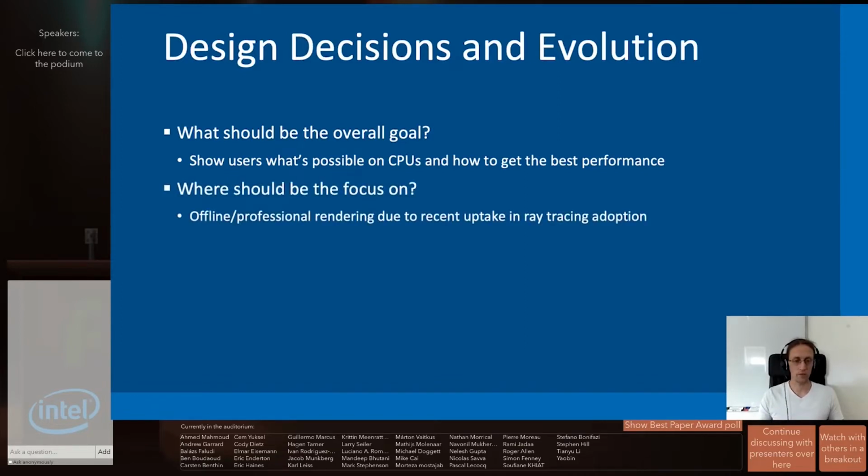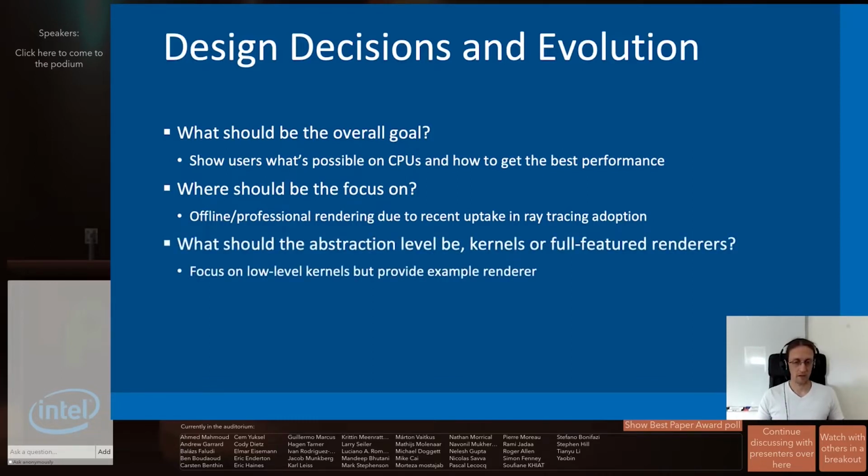So where should the focus be for Embree? Well, the entire gaming story kind of died with Larrabee. So the good thing is there was a recent uptake in ray tracing adoption for professional rendering. So it became clear that the focus of Embree should be there.